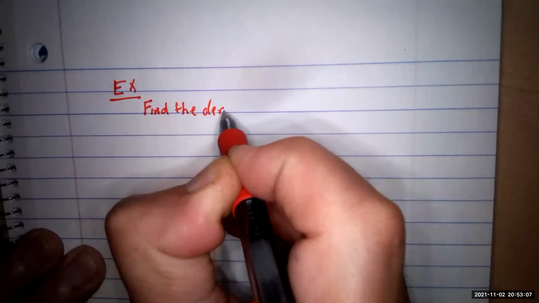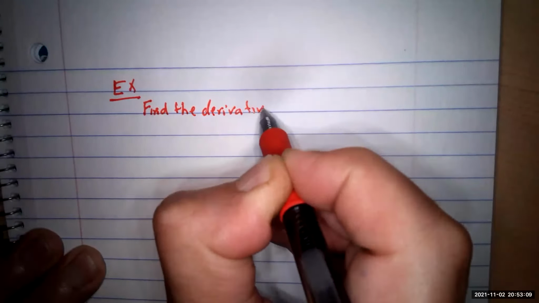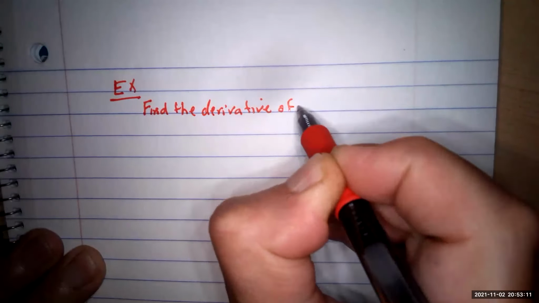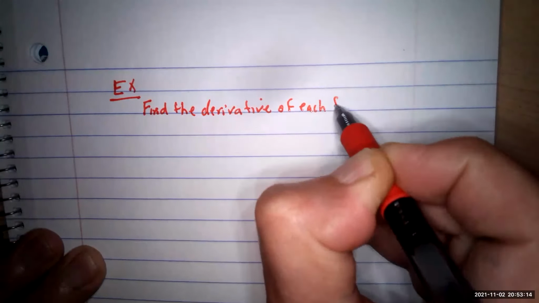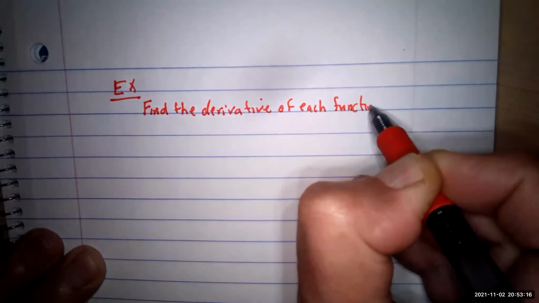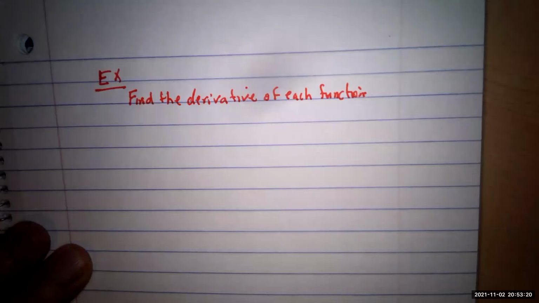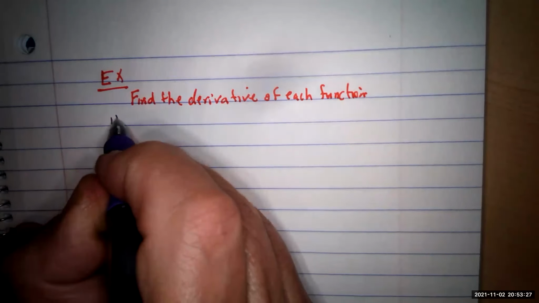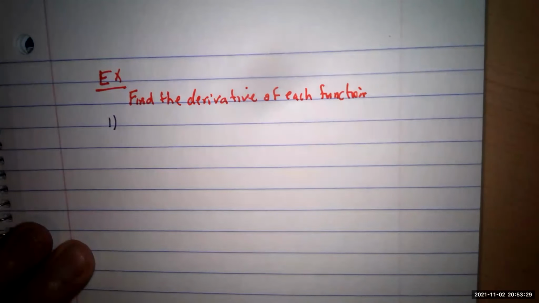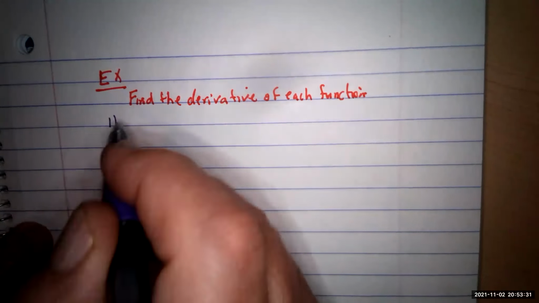Find the derivative of each function. These are all in 4.3. 4.1 and 4.2, you can read for yourself, but 4.3 is the one that we are going to be interested in. Now, the type that you see, the first one, we call it the ordinary one. So look at this one.